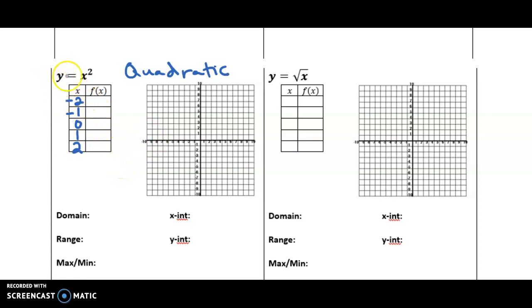When I do y equals -2 squared, I get a +4, right? -2 times -2 is +4. -1 squared is going to be 1. 0 squared is 0. 1 squared is 1. And then +2 squared is +4 as well. And we know what a parabola looks like.